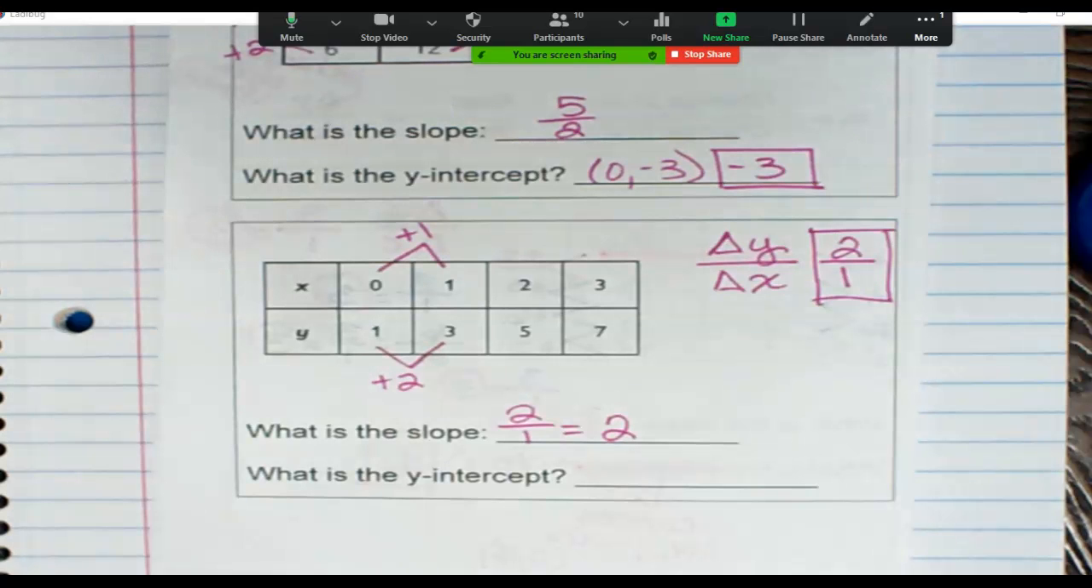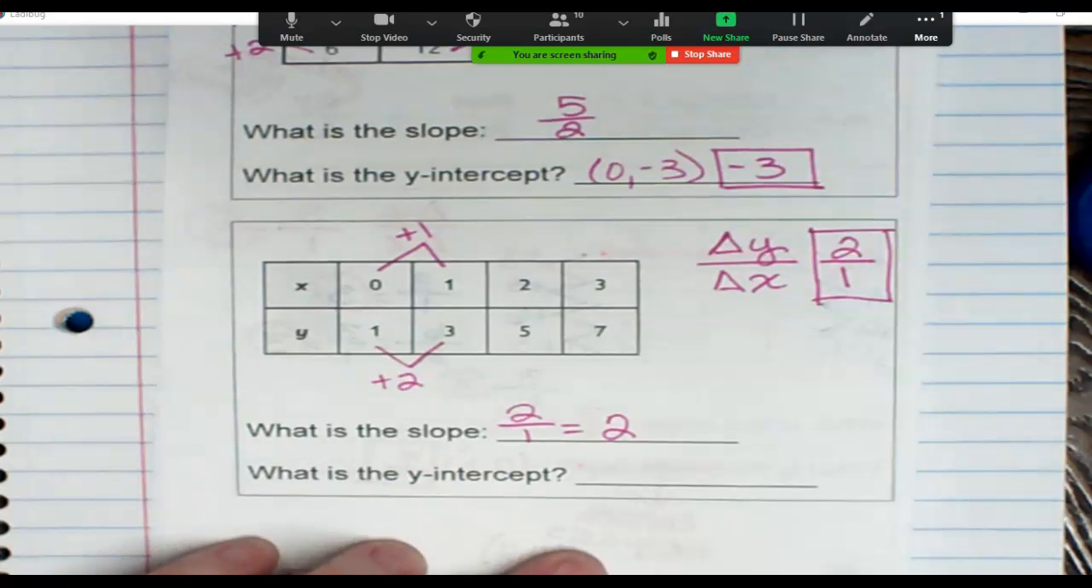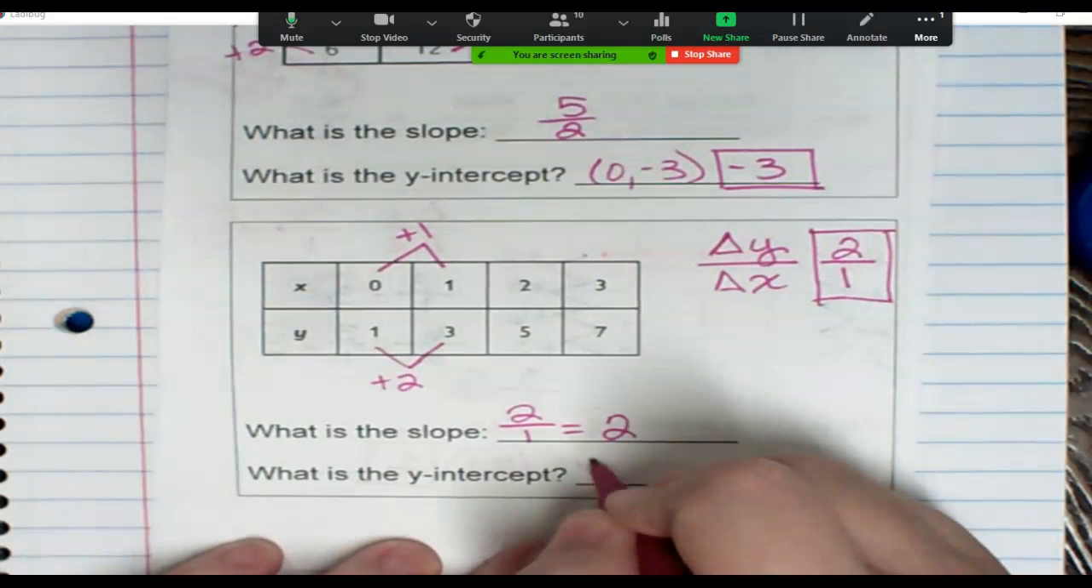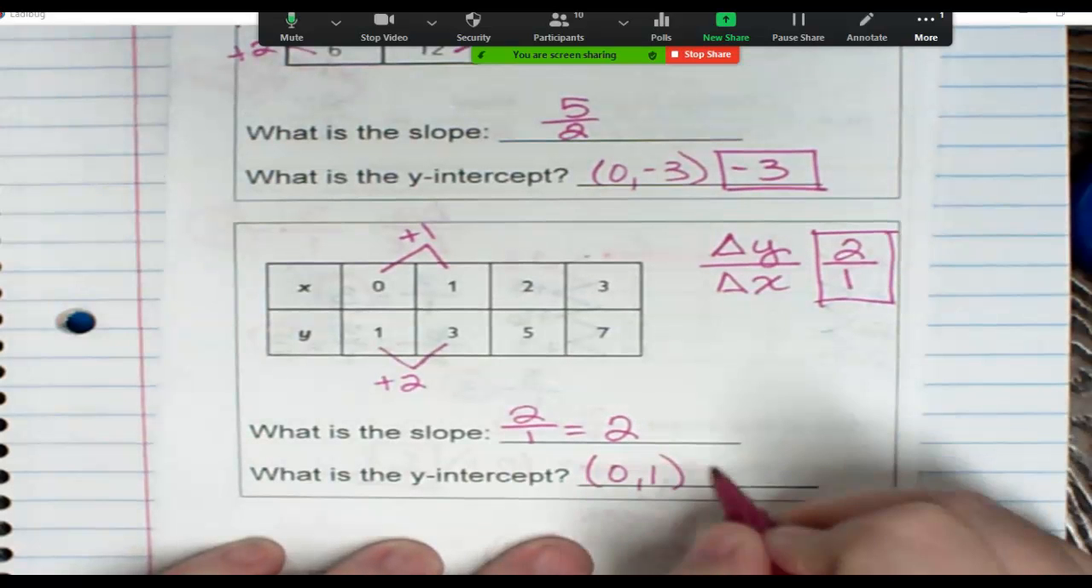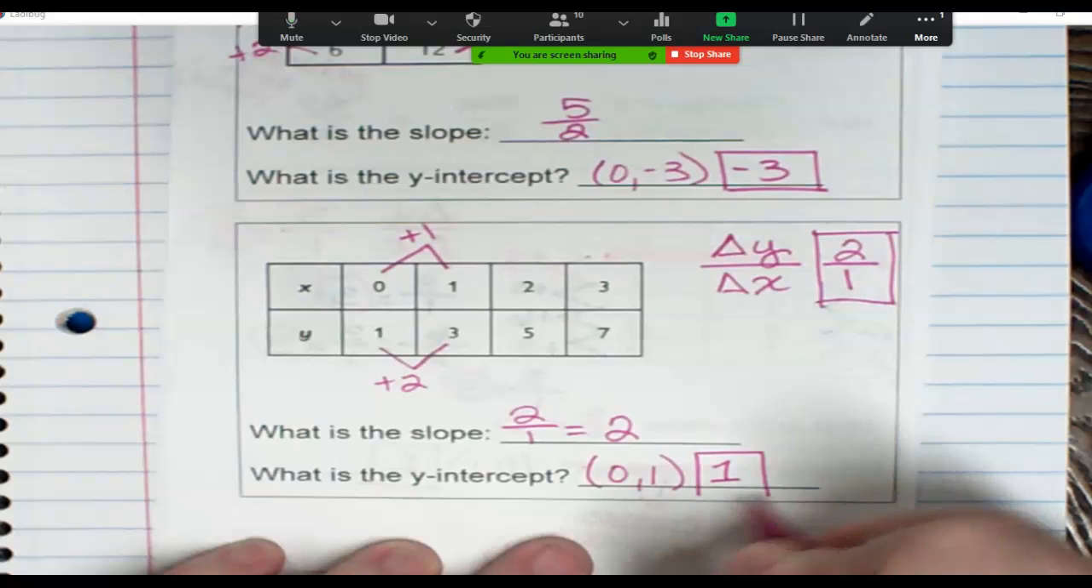All right, what's the y-intercept here? It's 1. It's 1 because that ordered pair would be what? 0, 1. So then my y-intercept is just 1.